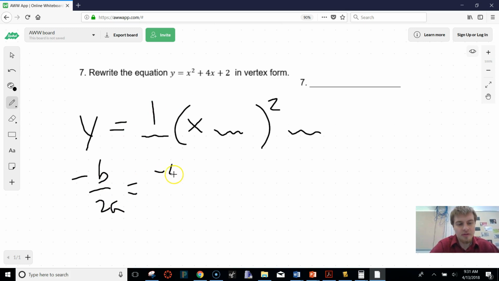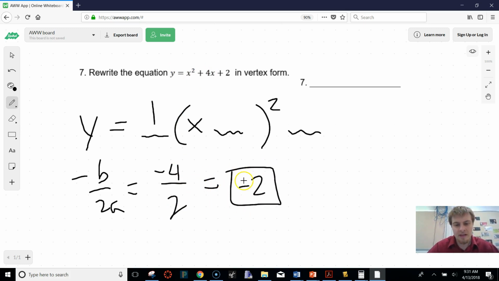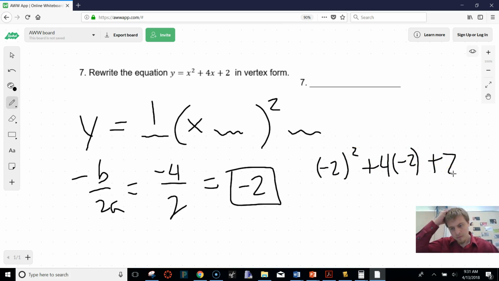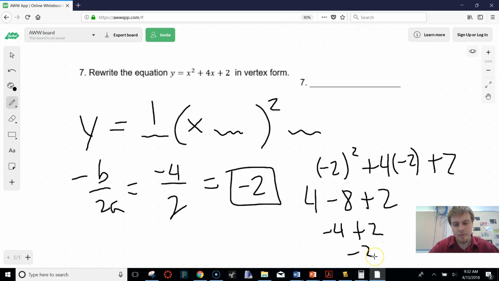My b value is -4. My a value is just 1, so that's 2. So my x value that I'm going to get is -2. Now if I have an x value, how I find a y value is I plug that into there. So that's going to be -2 squared plus 4 times -2 plus 2. Which is going to give me 4 minus 8 plus 2. And 4 minus 8 is -4, and plus 2 is -2.